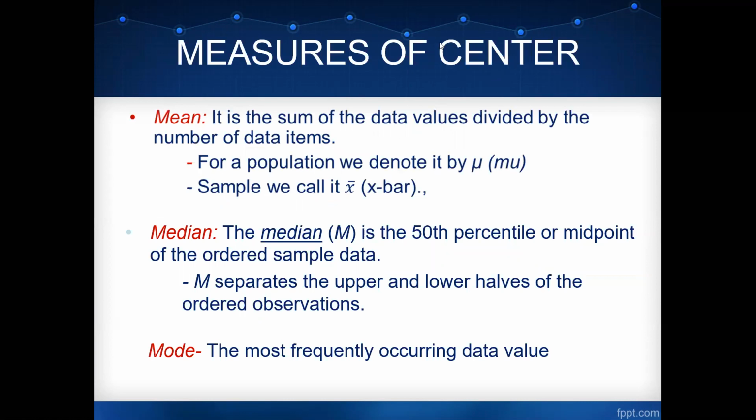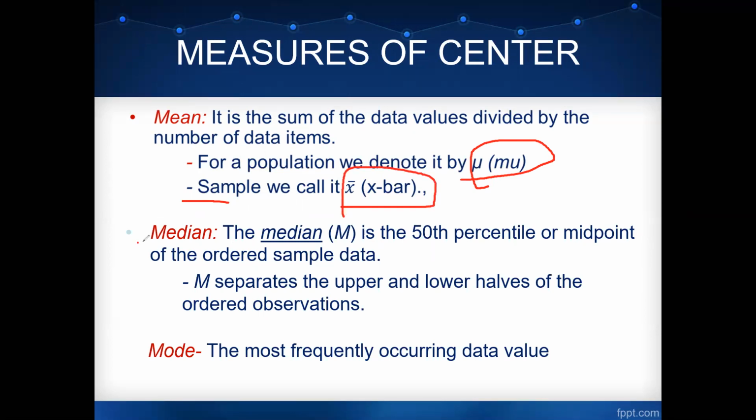This one is very easy. When we say mean, we just have to get what? The average. Okay, average. When we get the average of a population, we denote it as mu, the population mean. But if it is a sample, our symbol is X bar, okay?